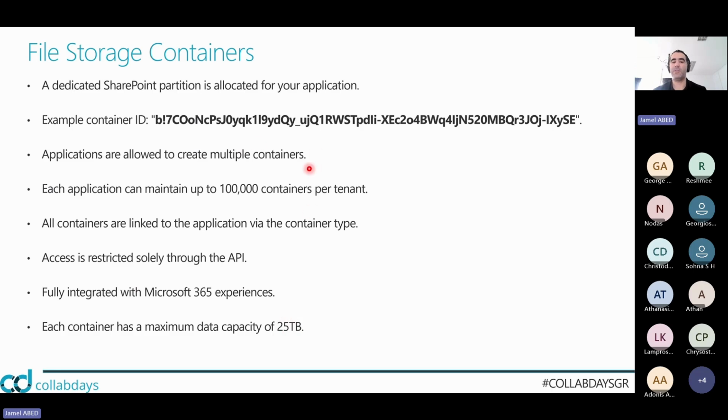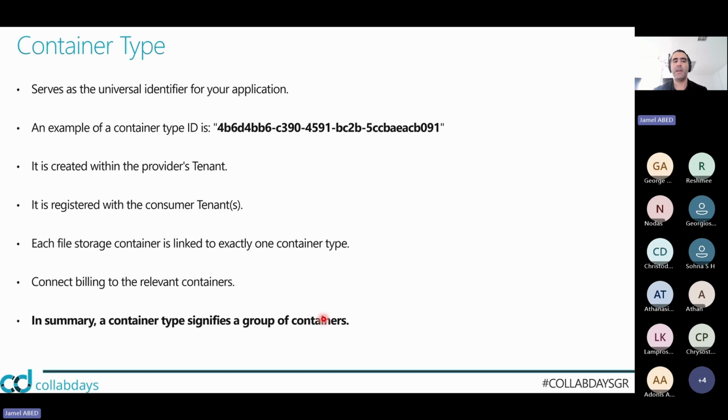Imagine you have a SharePoint Embedded application, a single tenant application. You can use it in your organization, you can create up to 100,000 containers, and you can store 25 terabytes in each container. And you will pay as you go for the content of SharePoint Embedded. And the container type is the ID associated with your application. It's a simple ID, created in the developer tenant, and used by the registered consumer tenant.